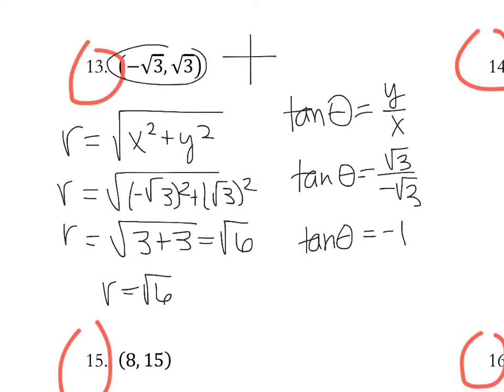So I need to look at the original quadrant of that original point that they gave me. That would be over to the left and up. It would end up in the second quadrant. So I want to pick the theta that ends up also in the second quadrant. So I want the 3 pi over 4 as my answer. So the coordinate turns into radical 6, comma, 3 pi over 4.